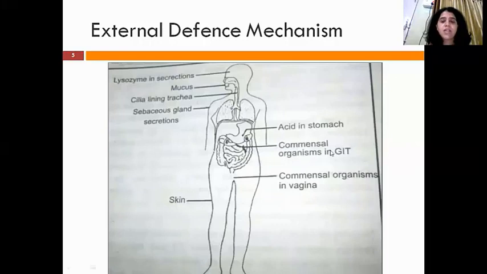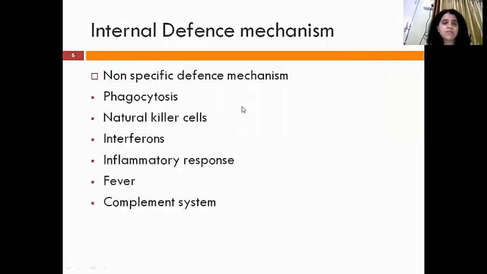Then commensal organisms in the GIT. The GIT usually contains some microbes, such as lactobacillus, E. coli and others, which help in the digestion process. On the other hand, if any other bacteria infect, they will also be killed. And there are some microorganisms which are also present in the vagina. They also help the vagina to keep clean and to fight back any infection if it takes place. So this is how the external defense mechanism works.